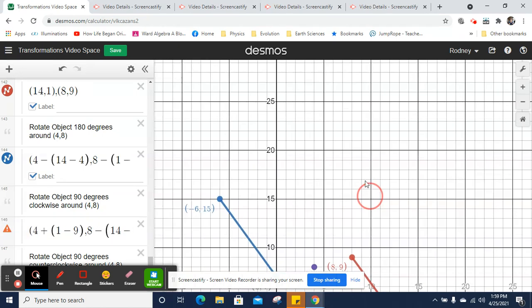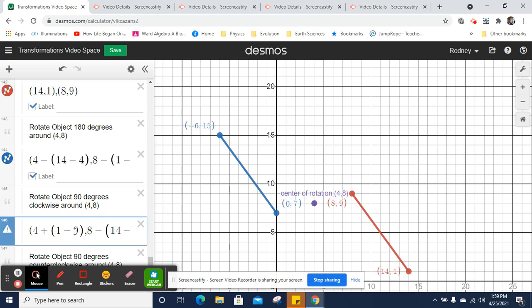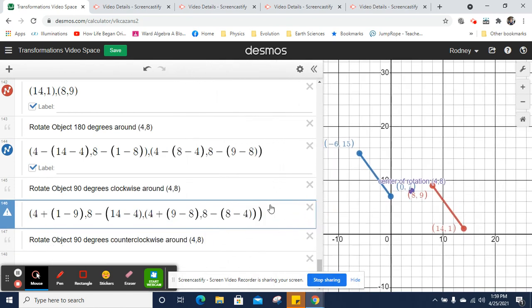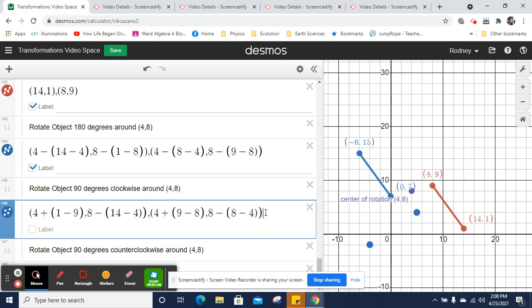And let's see if I got those points plotted. Something is wrong in how I have set this up. So let me see. Desmos is objecting to something about my points. Let's go through here. 4 plus 1 minus 9, comma, 8 minus, here it is. And then I've got 4 minus, I've got some sort of extra parentheses here happening. There we go. I have rotated that. That was the issue. There was an extra parentheses, and Desmos gets mad at you when you do that. So there I have my 90-degree clockwise rotation.